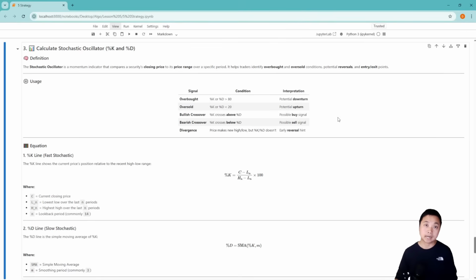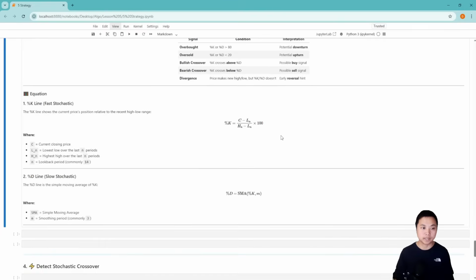On the other hand, there is another group of signals, that is the crossover. A bullish crossover happens when %K crosses above %D, that is a potential buy signal. On the other hand, a bearish crossover happens when %K crosses below %D, that is a potential sell signal. Traders normally use these crossovers along with the overbought or oversold levels to time the entries and exits, and also spot possible reversals. All right, with that in mind, let's see how to code it step by step.